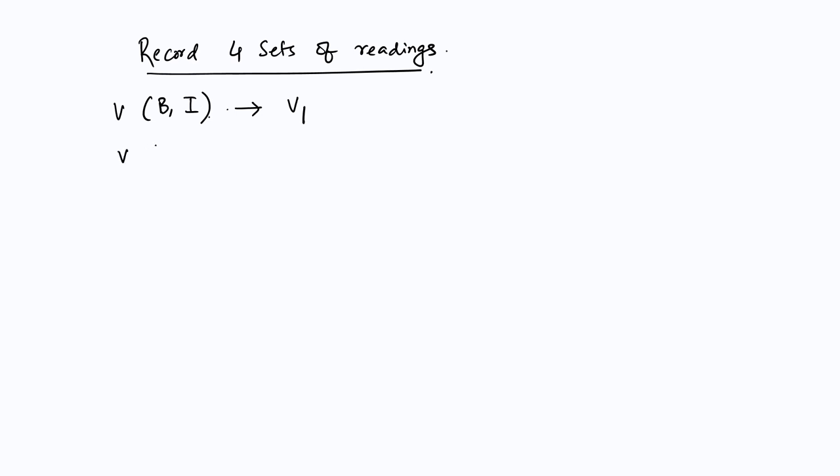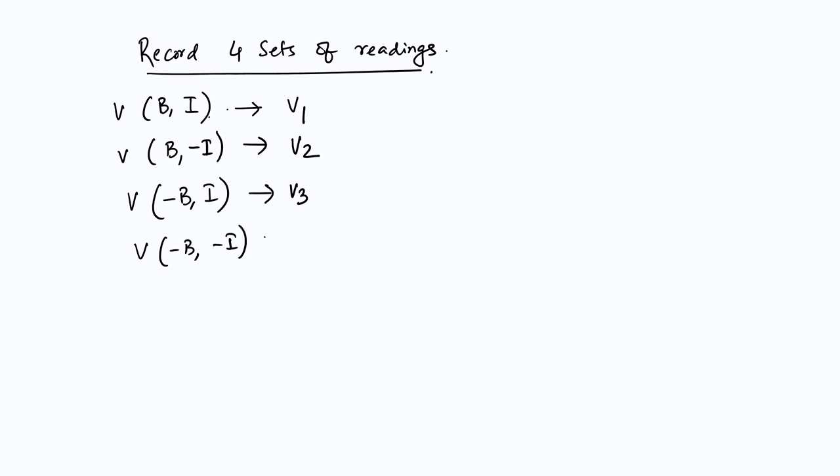Now you change the direction of the current by changing the poles of the battery that is driving the current, and call that V2. Then you take minus B and I, that is, you reverse the pole pieces of the electromagnet, which is known as V3. And finally you have minus B and minus I, which we call V4. So V3 is for the reverse field, and V4 is for the reverse field and reverse current.